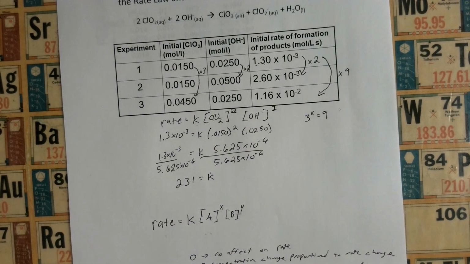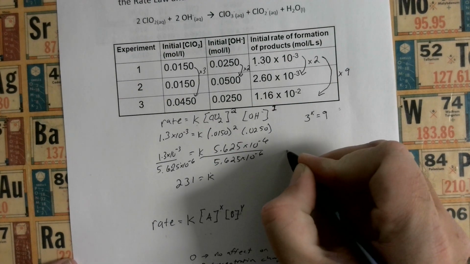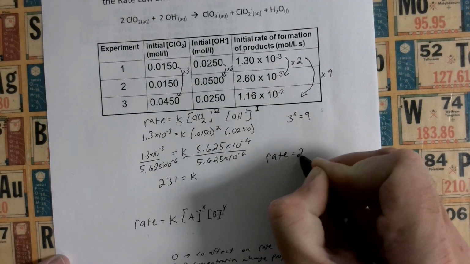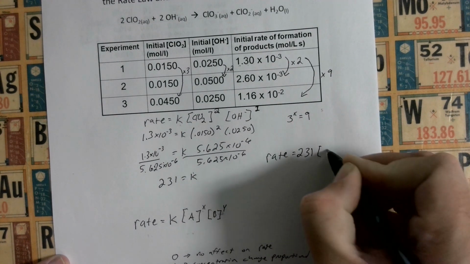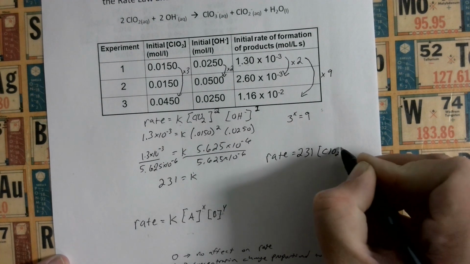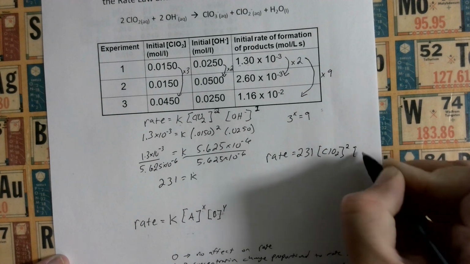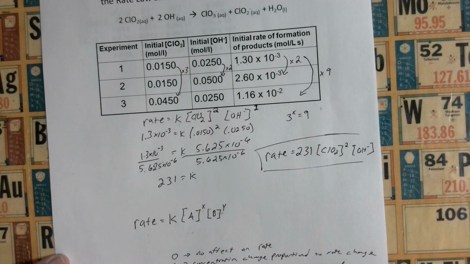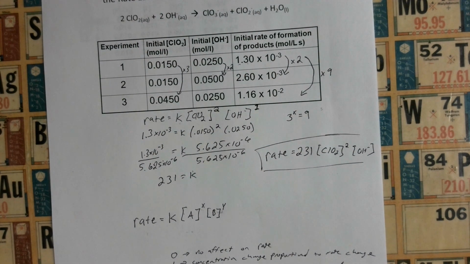So then I can plug that back into my rate law. So like my final rate law, rate equals 231 times ClO2 squared times OH minus. And there's my rate law right there. And the rate constant does have units. We will get to that in a future video.